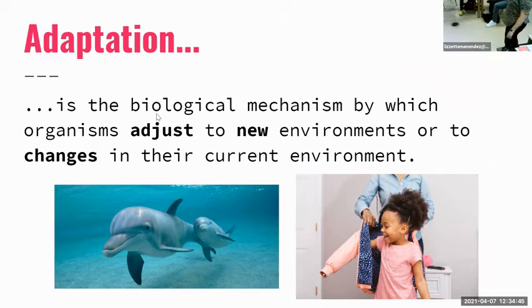Today, we're going to be looking at adaptations. So adaptations is a biological mechanism in which organisms have to adjust to new or changing environments in order to survive. So I mentioned that Darwin saw finches having different sized beaks and was curious as to why that was.